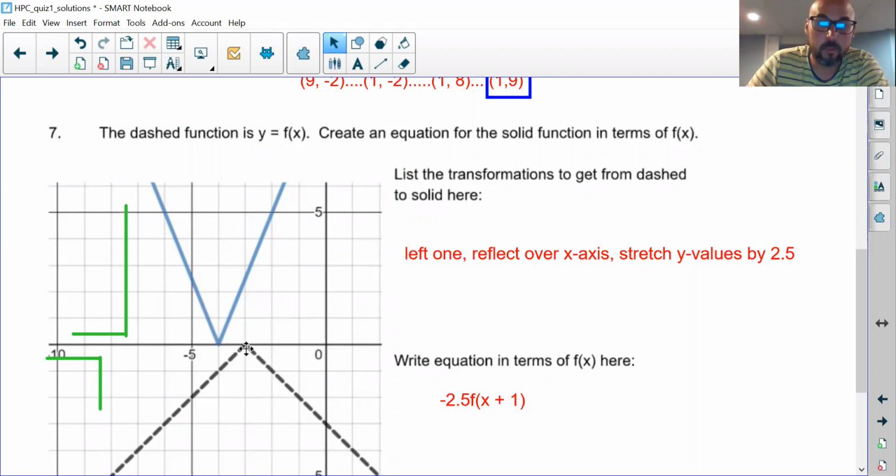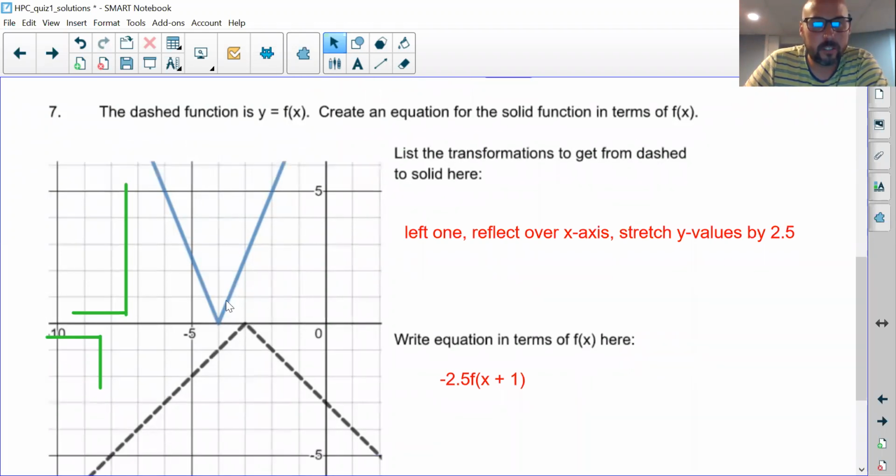The x values moved over to the left 1. And then there was also a stretch. So it looks like 4 things. So first of all, left 1, which is indicated right here, x plus 1 in the parentheses. A flip, a reflection over the x-axis. So that's why there's that negative. And lastly, did you land on 2.5? I hope you did. How can we find that out?